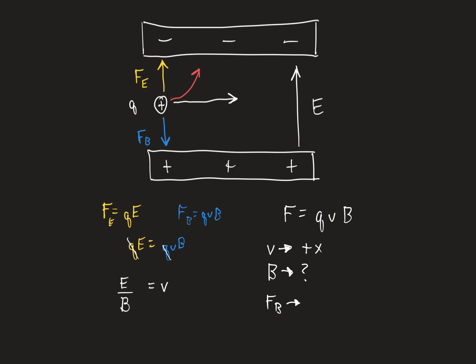What is FB? What direction is the magnetic force? It's going negative Y because it's being pulled down. So you need to figure out what direction B has to go so that I get that result. You should be able to narrow it down to a 50-50 chance. What are the two things that you could potentially choose? It's either positive or negative Z. So figure out which one of those it is.